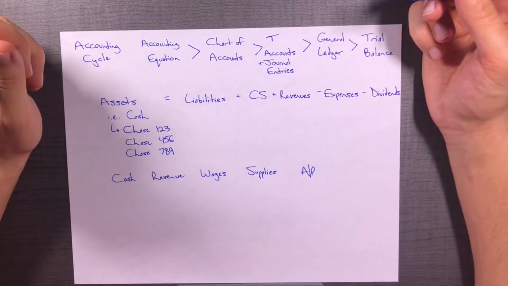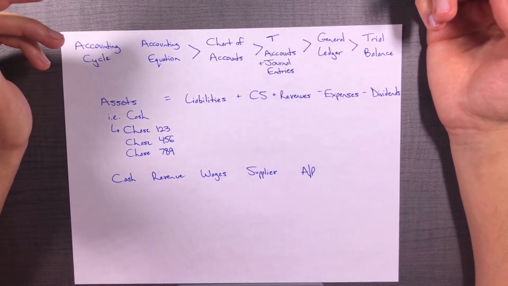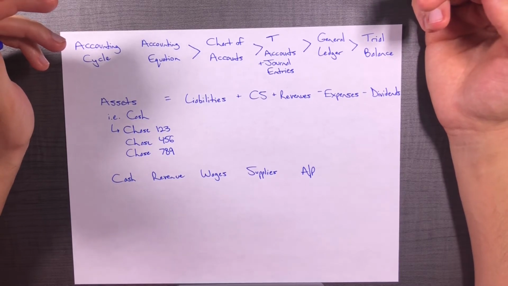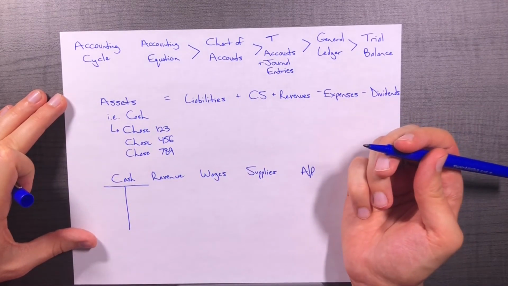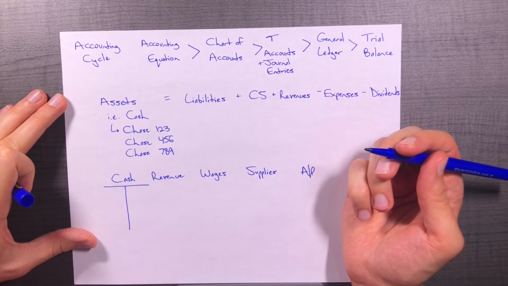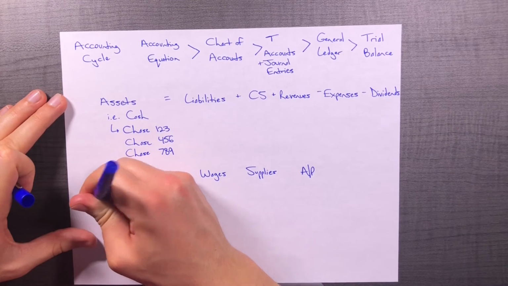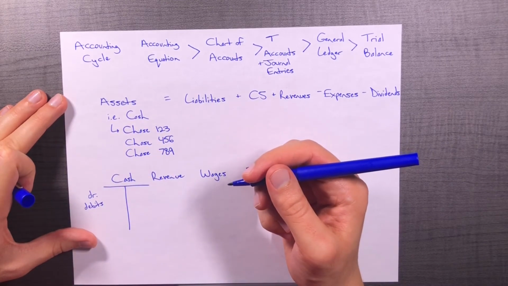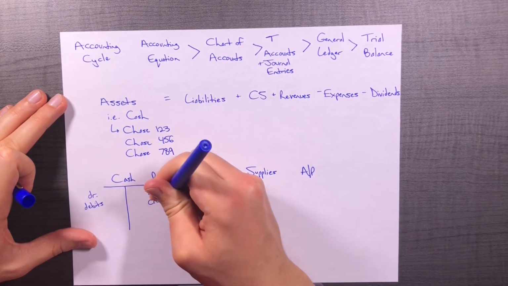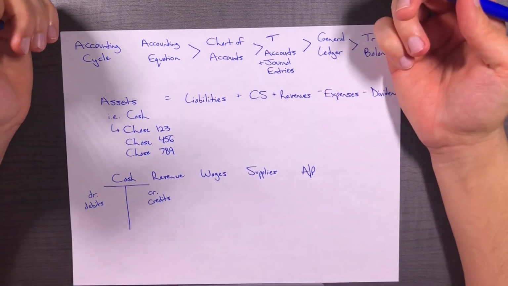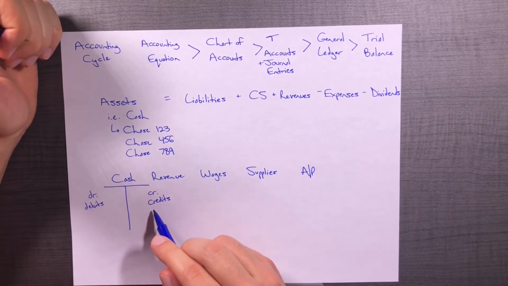A T account derives its name from the fact it looks like a T. T accounts are very useful in accounting because they help us track the debits and credits for specific accounts. A T account is drawn as follows. On the left-hand side, we have our debits, which are abbreviated using DR. Debits. On the right-hand side, we have our credits, which are abbreviated using CR. Very simply, every transaction that debits an account will be listed on the left, and every transaction that credits an account will be listed on the right.